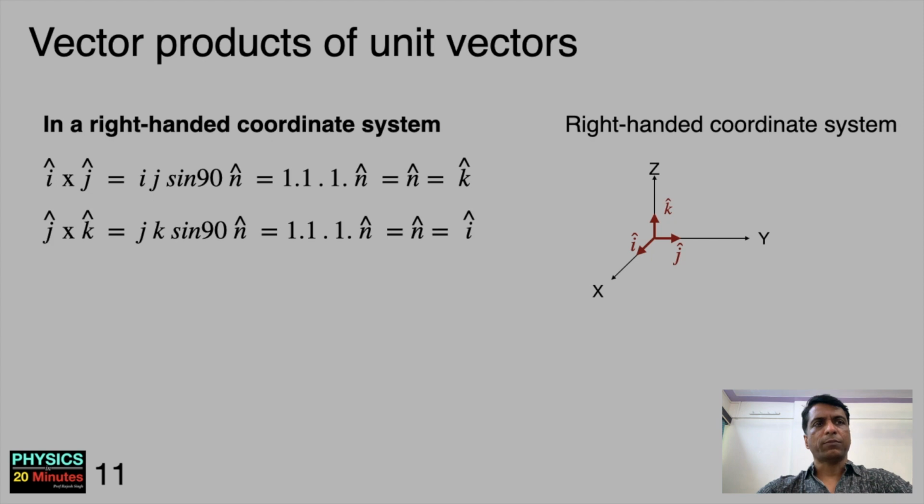What will be j cap cross k cap? If you curl your fingers from j to k, then your thumb will point in the direction of i cap. So j cap cross k cap will be i cap. What will be k cap cross i cap? If you curl your fingers from k to i, your thumb will point towards j cap. So k cap cross i cap will be j cap. A coordinate system following the right hand rule in this manner is normally called a right-handed coordinate system.